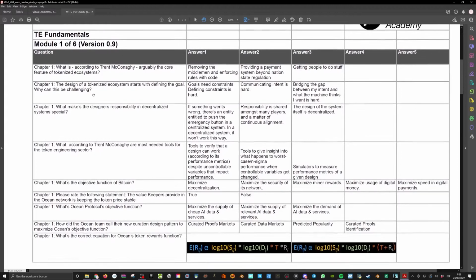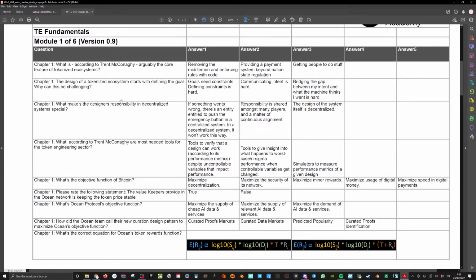So what is it? You guys tell me. I think it's number 3. Anyone goes with this? Getting people to do stuff. Yeah, I think so too, Lutra. Okay, moving on to the next one.